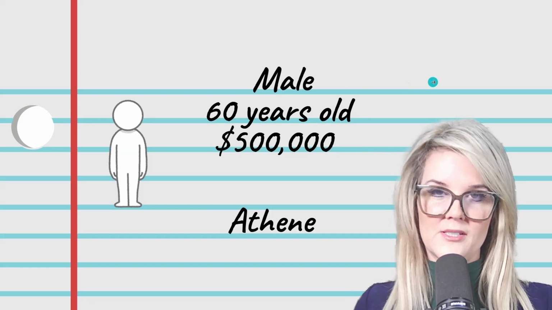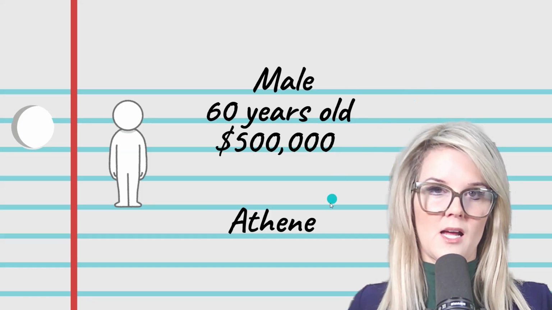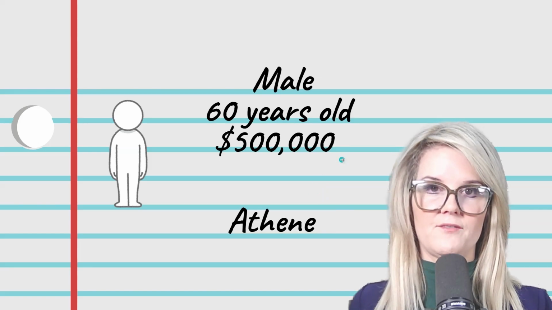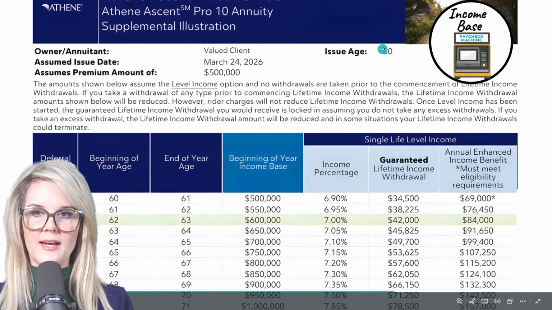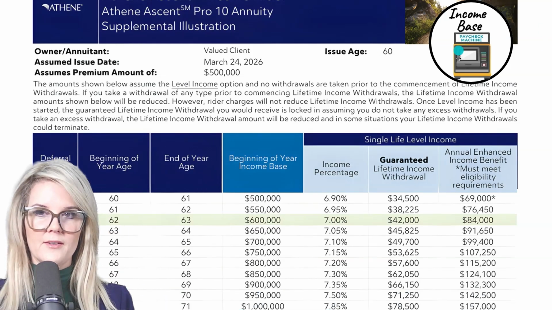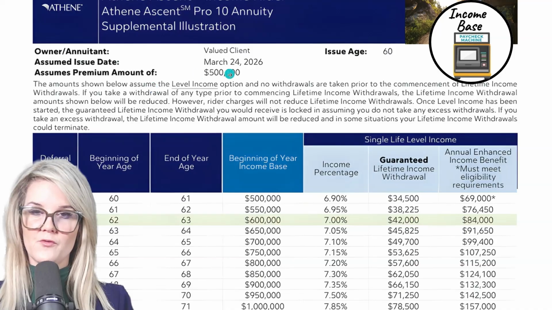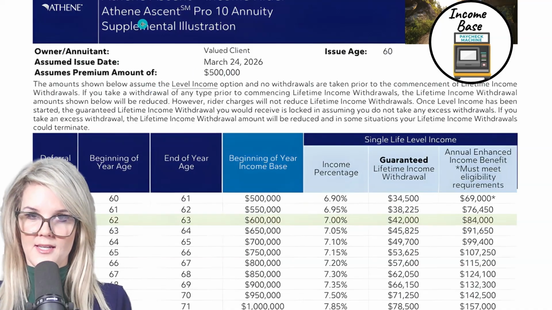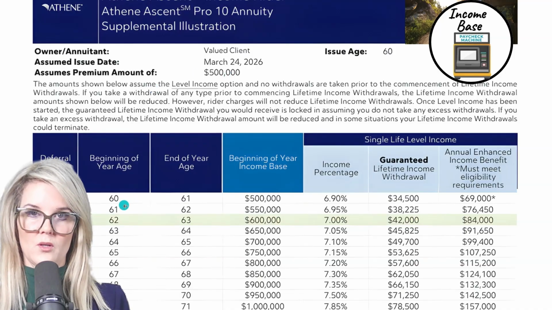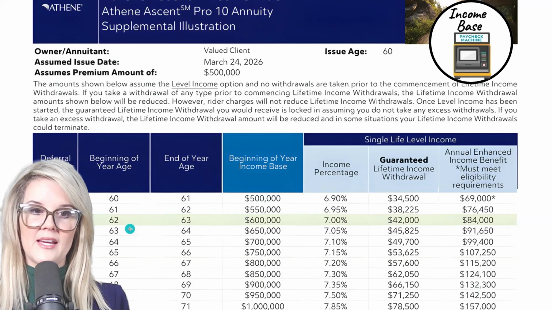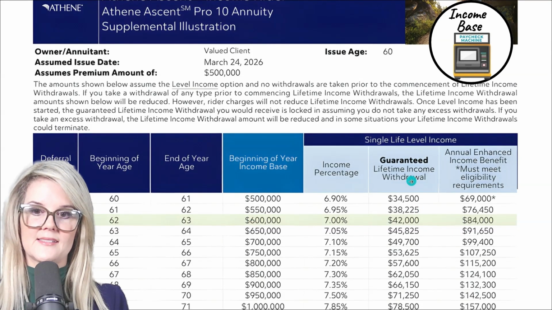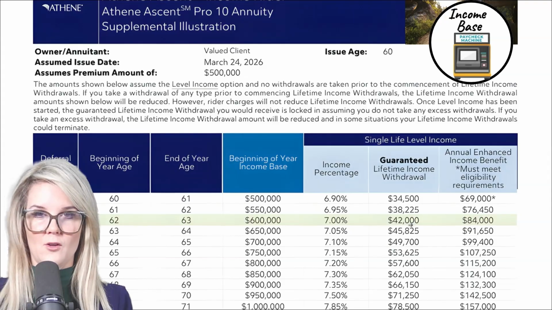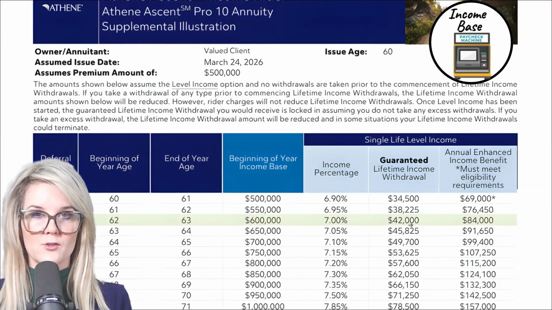I'm going to do an example that'll help paint a picture of how this really works. So we have a male who is 60 years old. He has $500,000 and he puts it into the Athene fixed index annuity with an income rider. This is how it works. Right now, we're going to talk about the income base. See right there's the little symbol so you'll know where we are. He puts $500,000 into this Athene annuity when he's 60. When he is 62, he decides that he wants to turn on his income, and he can get out $42,000 a year, which is $3,500 a month.